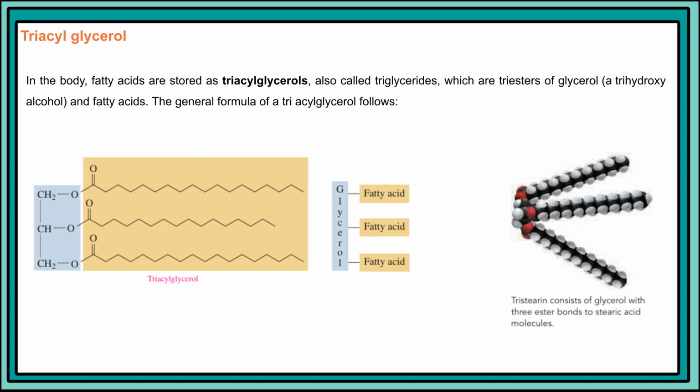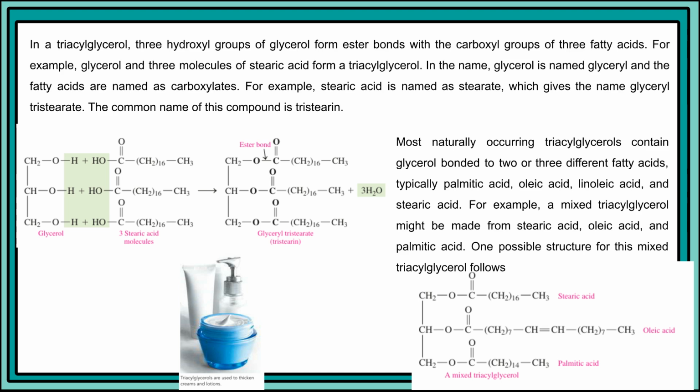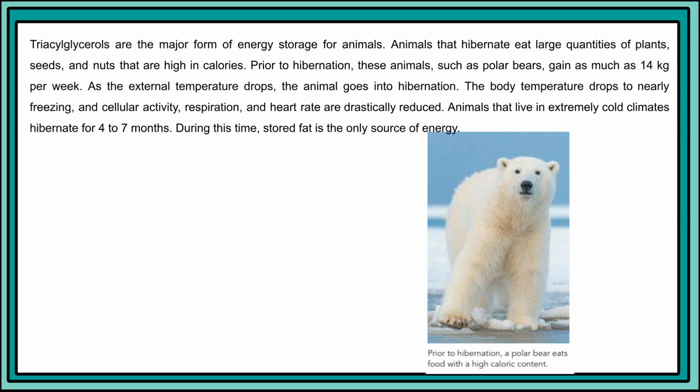They consist of a glycerol backbone esterified to 3 fatty acid chains. When glycerol reacts with 3 fatty acids, it forms a triacylglycerol. Most natural fats contain a mixture of different fatty acids, as shown in this structure. Finally, triacylglycerols are crucial for energy storage, especially in animals that hibernate. They allow these animals to survive for months by metabolizing stored fat when food sources are unavailable.